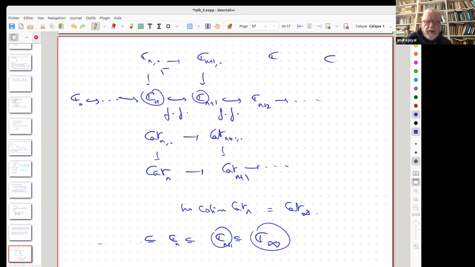Are you supposing that this sequence is actually indexed by the internal natural numbers or the external natural numbers? No, I don't know. I mean, it could be. I think the internal thing would be very sufficient.